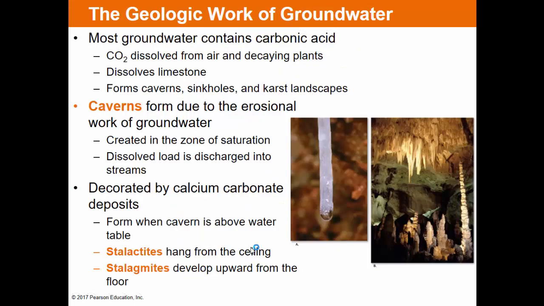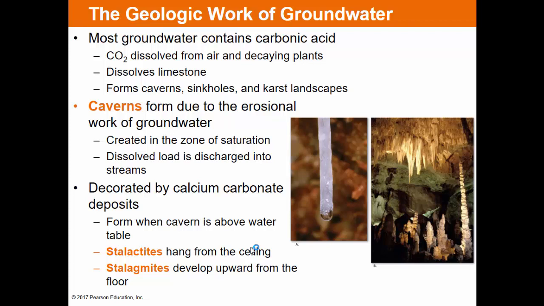All right, the other work of groundwater is the erosional work of groundwater. Most groundwater contains carbonic acid. So why is that? Well, when rain falls out of the sky, it's pure water. Raindrops are pure as the driven snow. But as they fall through the atmosphere, CO2 dissolves in them. And so when that water strikes the ground, it has a little bit of CO2 in it, which creates a very dilute carbonic acid.